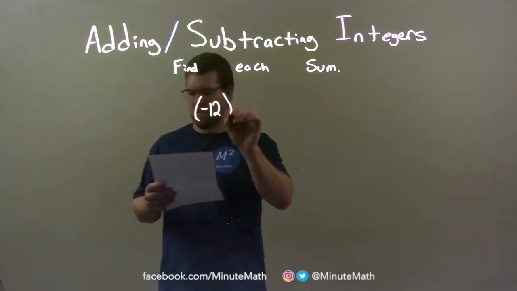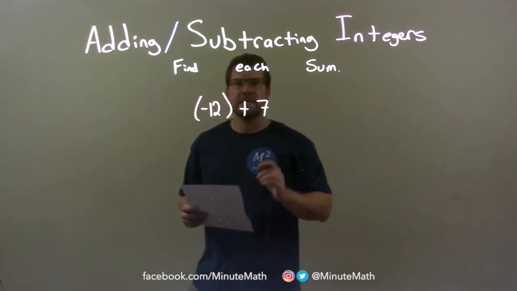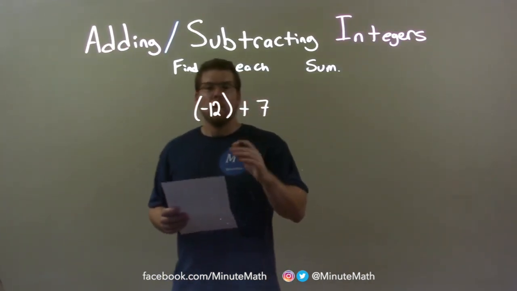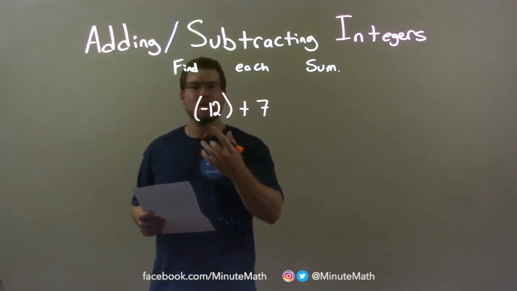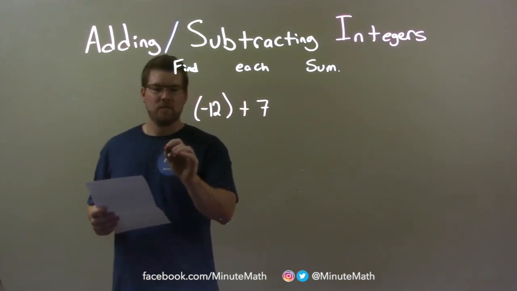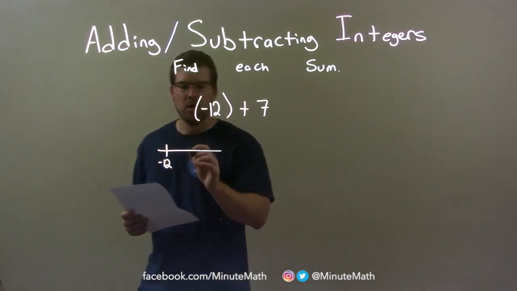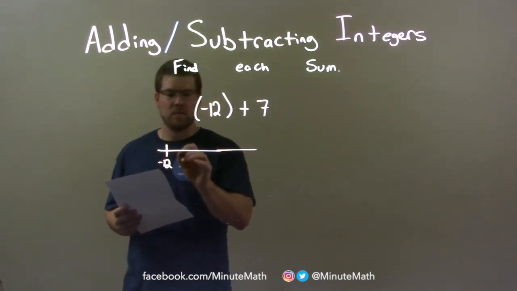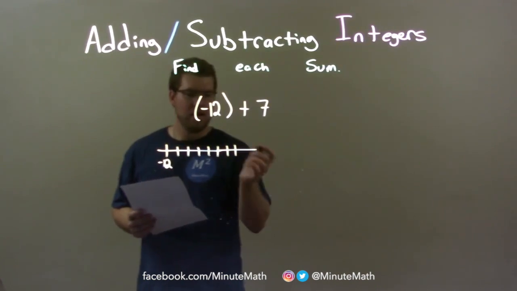Negative 12 plus 7. So we have negative 12 plus 7. I start with that negative 12 and add 7 to it. That's going to bring it more towards the positive direction. If we think about negative 12 on a number line, right there, if we go 7 units to the right, 1, 2, 3, 4, 5, 6, 7, that's where we need to go.